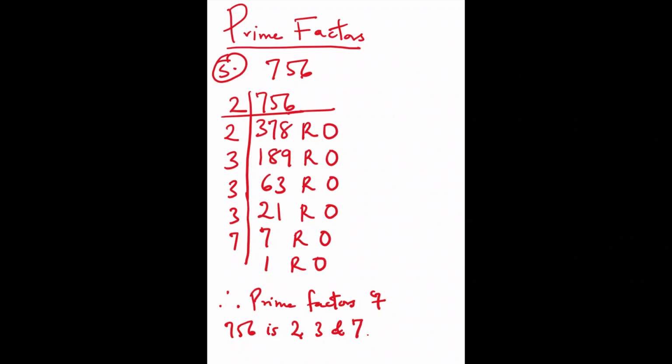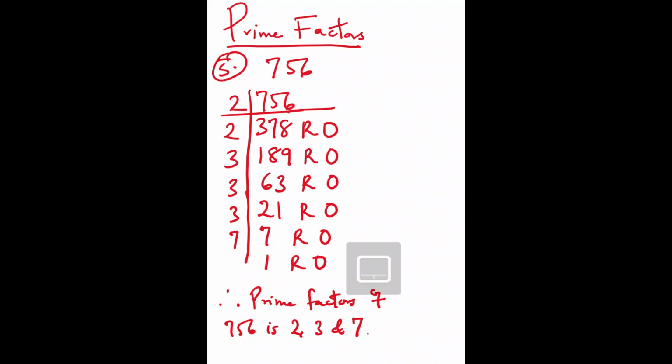And one thing you must note about prime factors, that the only way you can get the prime factors of a number is until you divide the number till it gets to 1. That's how you can know how many prime factors a number has.